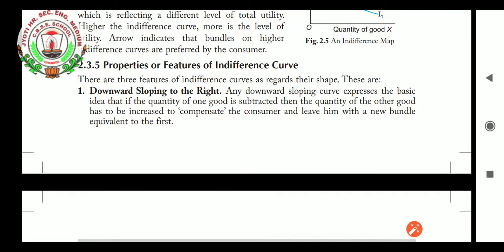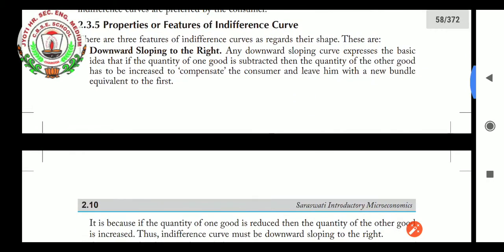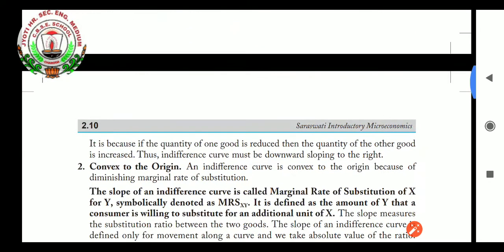Any downward sloping curve expresses the basic idea that if the quantity of one good is subtracted, then the quantity of the other good has to be increased to compensate the consumer and leave him with a new bundle equivalent to the first. Here it is said that in simple sense, income of the person is not increasing as his want is increasing. But with the same income, he has to make himself satisfied with the two given bundles of goods. If he wants to increase consumption of one good, definitely he has to sacrifice the cost of another good. Convex to the origin.